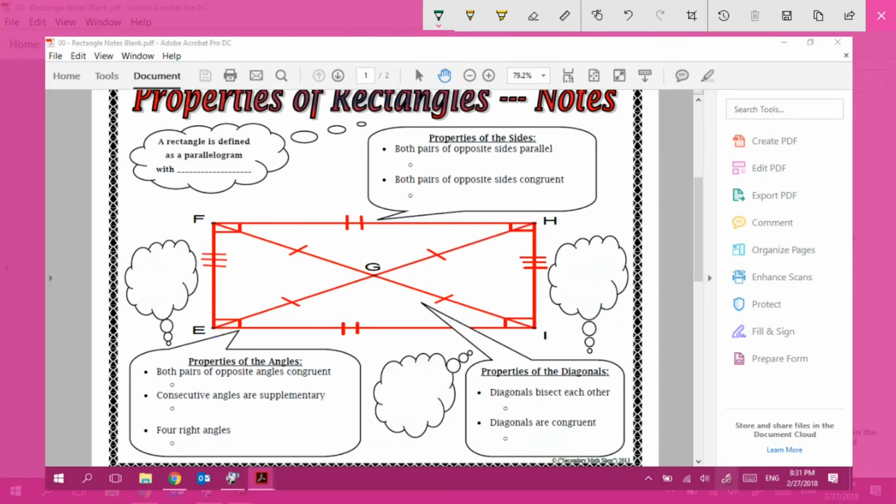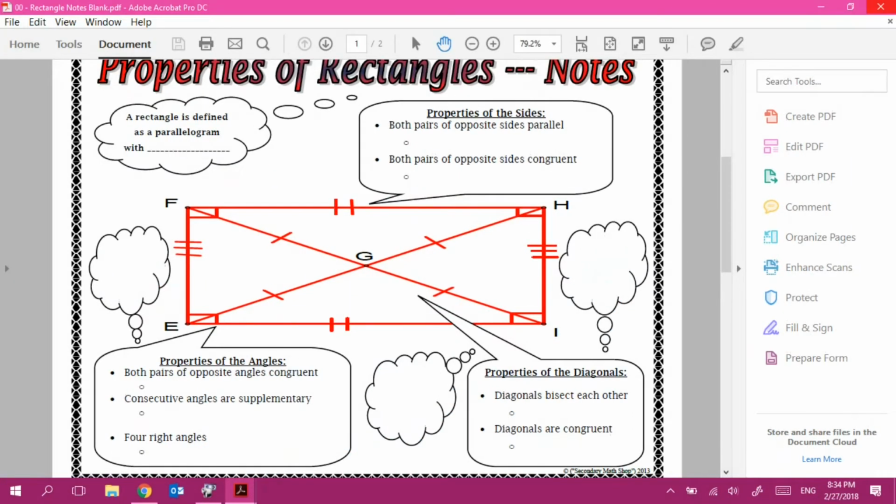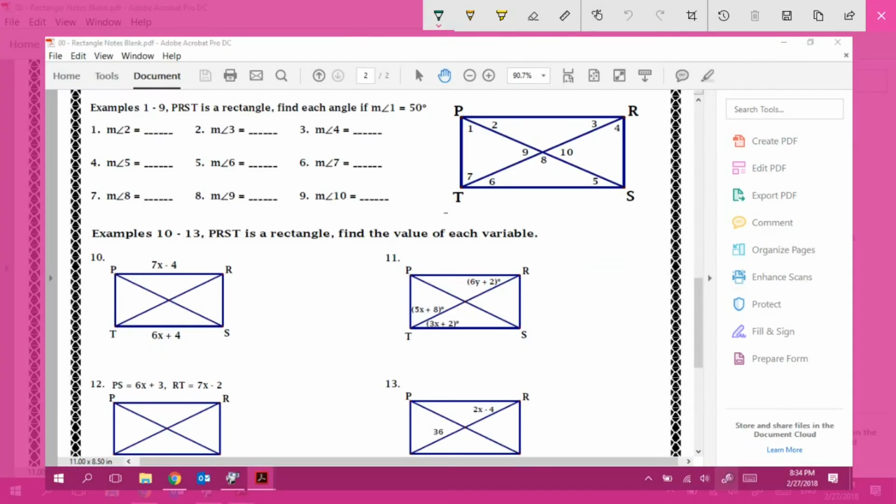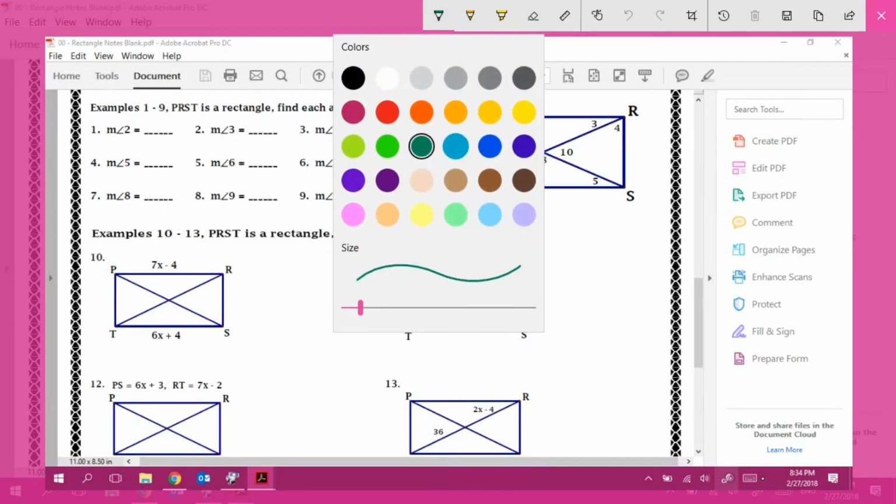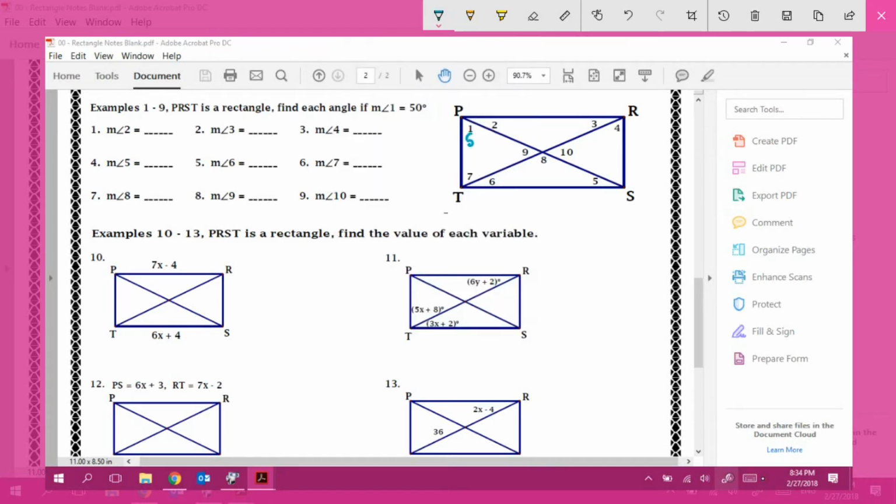So let's move on to some examples then. Onto the back side, examples 1 through 9. PRST is a rectangle, and we're going to find each angle if the measure of angle 1 is 50 degrees. Now watch and learn, my friends. 50 degrees is angle 1. That's right here. Now remember, bisected diagonals always create isosceles triangles. All isosceles triangles have two congruent sides and two congruent angles.